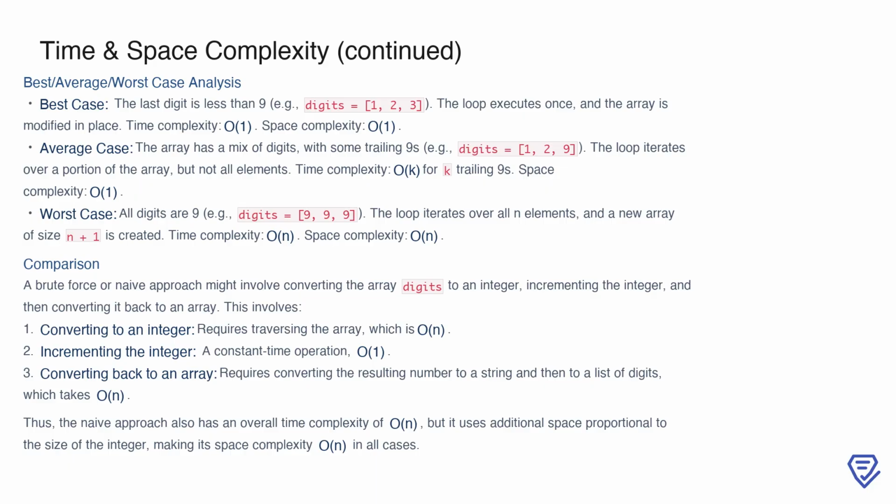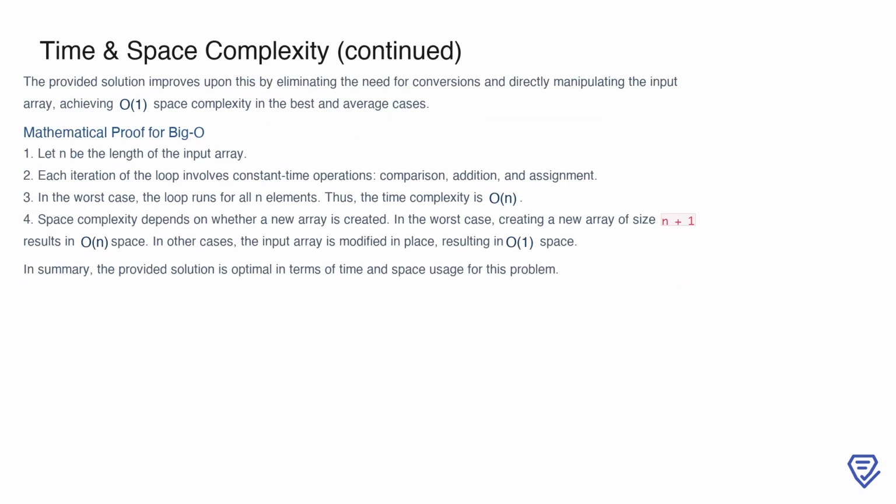By comparison, a naive approach that converts the array to an integer, increments it, and then converts it back to an array also has O(n) time complexity but consistently requires O(n) space for intermediate conversions, which is less efficient in terms of memory. The provided solution improves upon the naive approach by avoiding costly conversions and working directly with the input array. This allows it to achieve O(1) space complexity in the best and average cases.